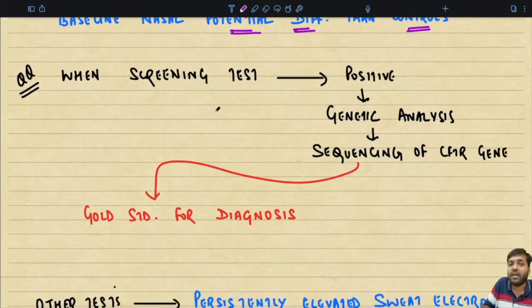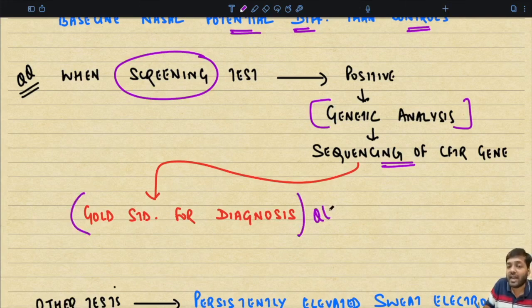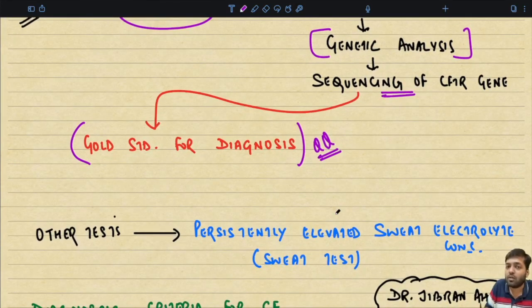Now remember, whenever the screening test comes out to be positive, we are going for genetic analysis of mutation. So we are going to carry out sequencing of the CFTR genes, and this sequencing of the CFTR genes for genetic mutations is the gold standard for diagnosis of cystic fibrosis. Now there are certain other tests also which we can do. One is your sweat test, which can show persistently elevated sweat electrolyte concentration.